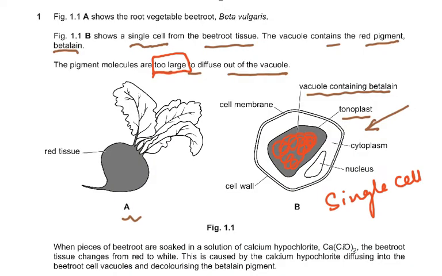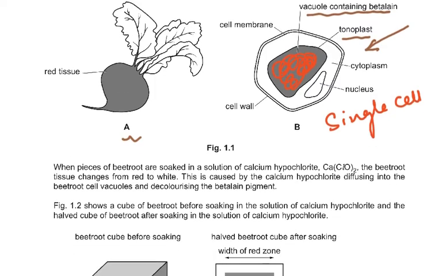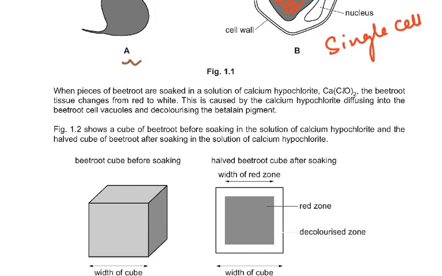When pieces of beetroot are soaked in a solution of calcium hypochlorite, the beetroot tissue changes from red to white. This is caused by the calcium hypochlorite diffusing into the beetroot cell vacuoles and decolorizing the betalain pigment.